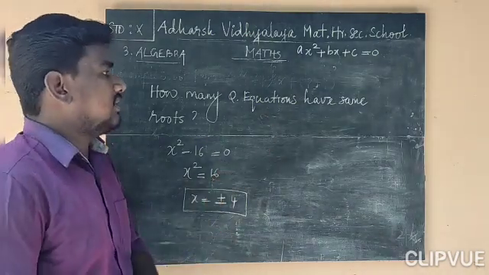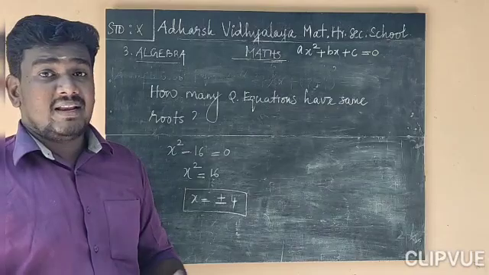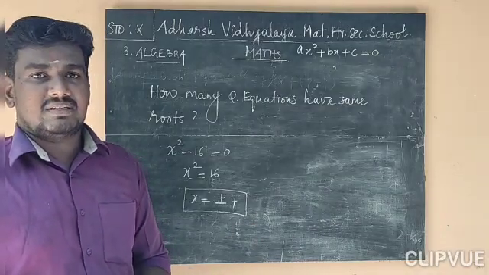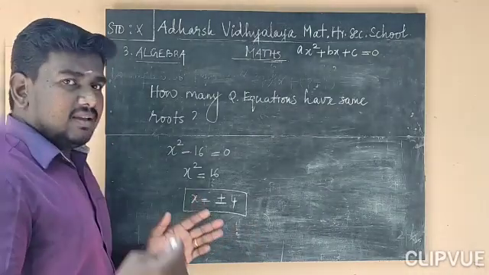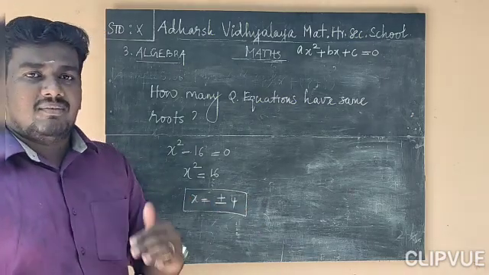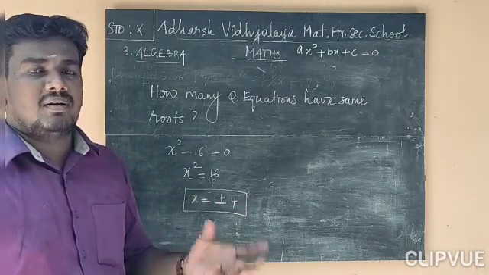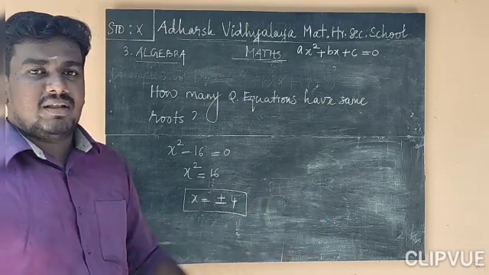So how many quadratic equations have the same roots? Infinitely many quadratic equations, because such quadratic equations or quadratic polynomials, we call a family or group of quadratic equations, or a family of quadratic equations.